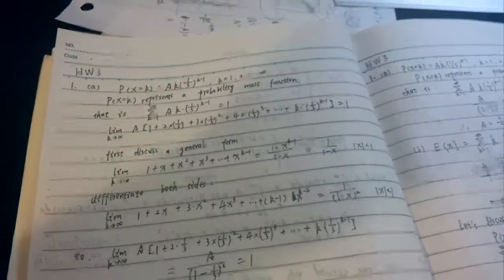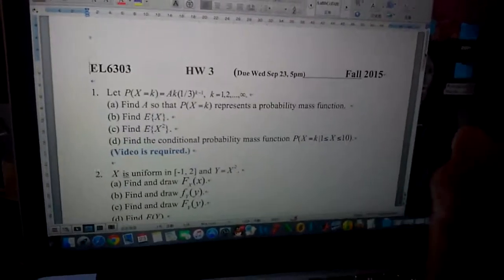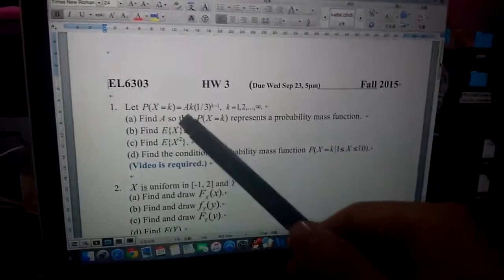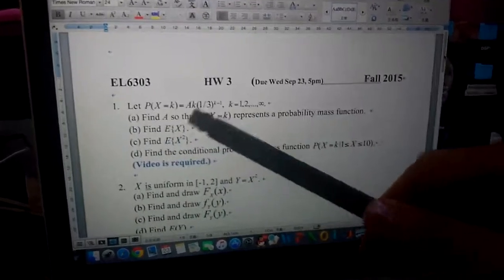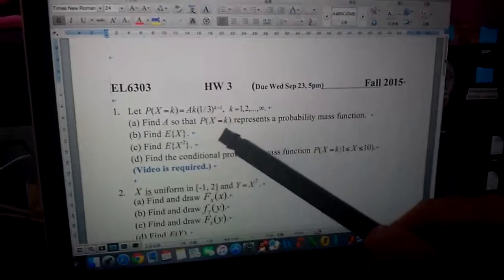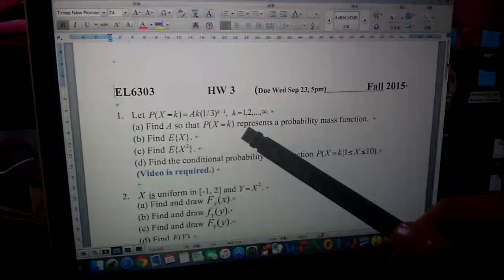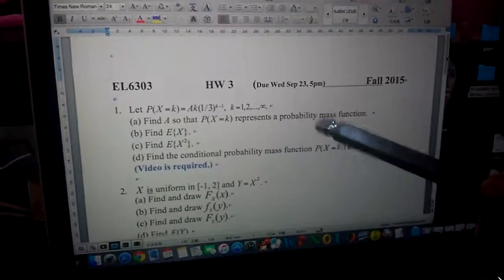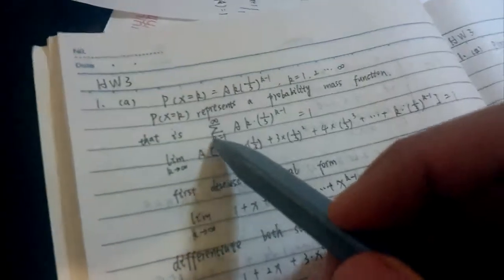Hello everyone, this is Liang Junwu, and today I want to talk about homework 3 question 1 and question 2. First, look at the question. P(X = k) represents a probability mass function. That means we can conclude this equation.